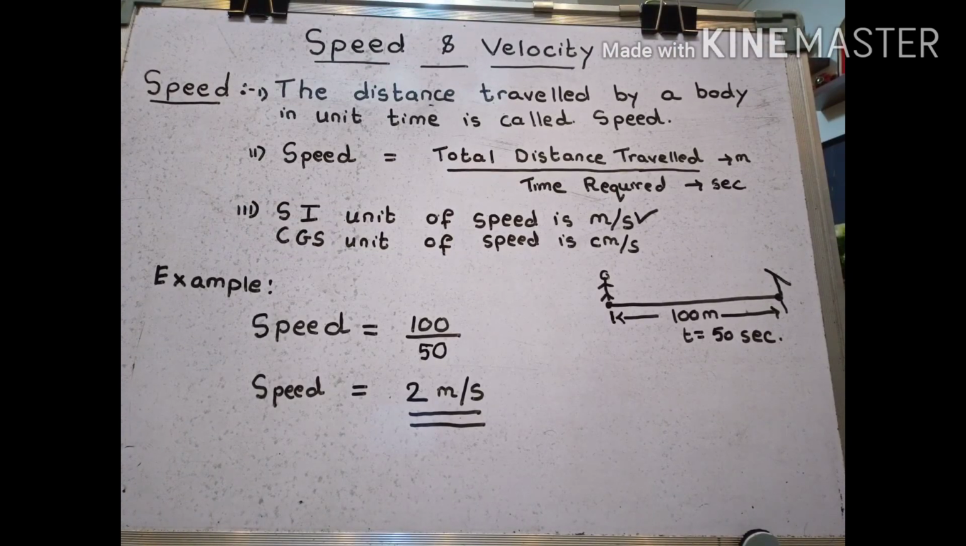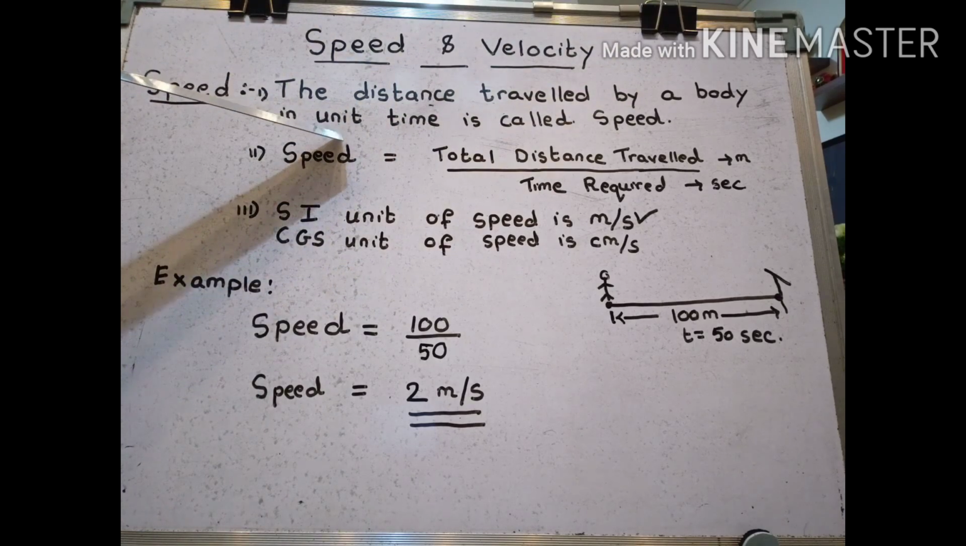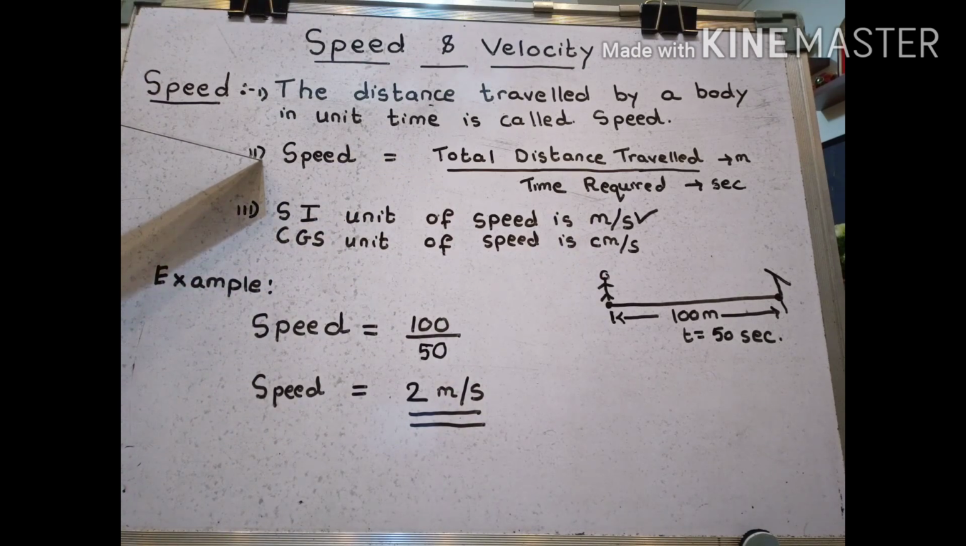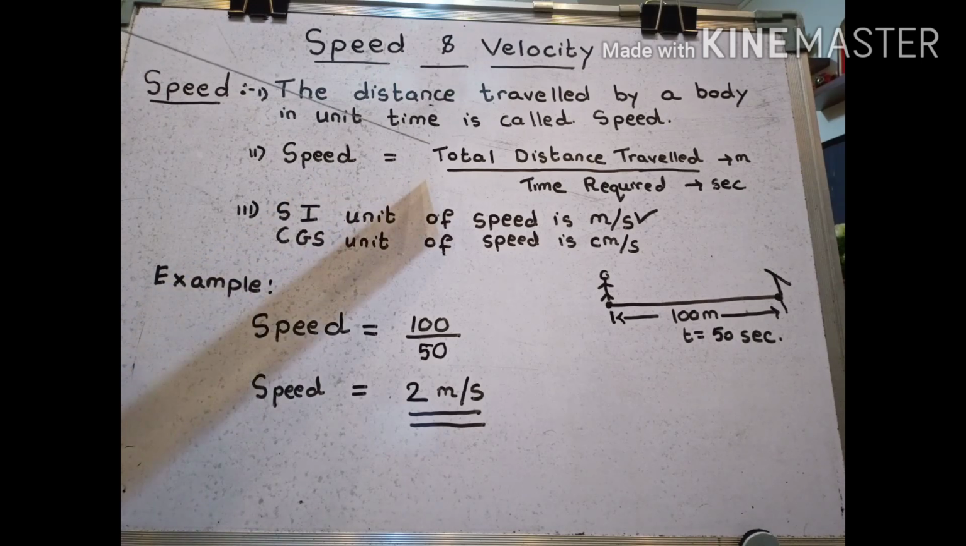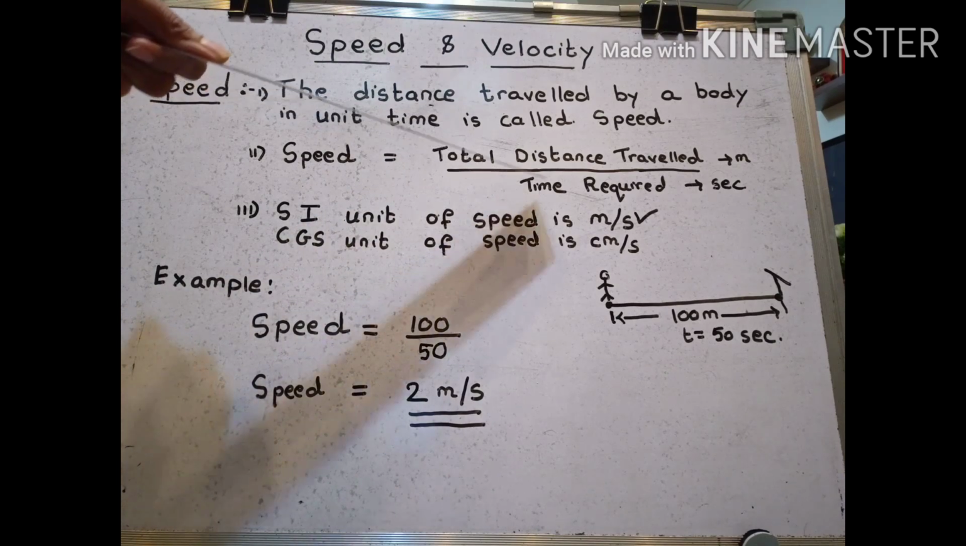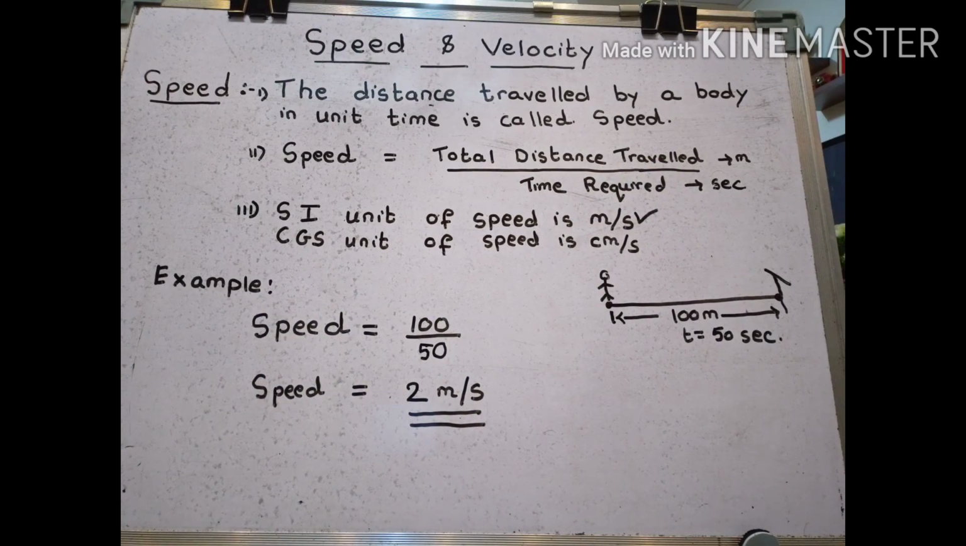So here students, we have speed. Speed is the distance travelled by a body in unit time. Unit time means 1 second or per second. That is speed. The second point to be written is speed is given by the formula total distance travelled, right, divided by the time required to cover this particular distance.